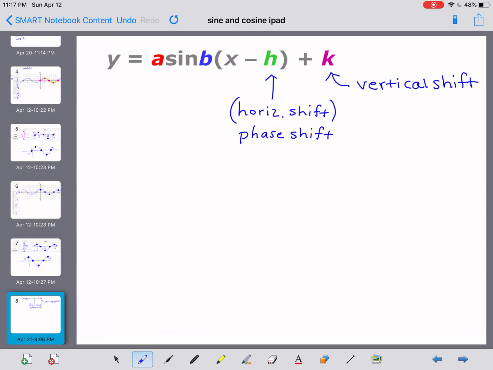So don't say horizontal shift left pi. You're going to say phase shift left pi. Remember that this is opposite what you think it should be. So if you see x minus pi, you would say, I'm going to abbreviate PS, phase shift right pi. Okay?